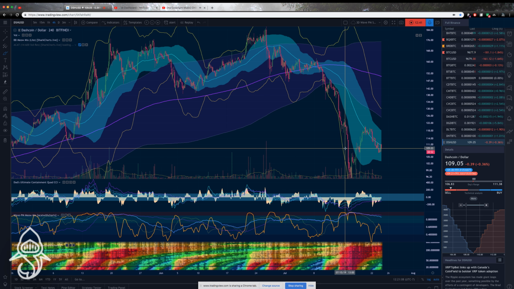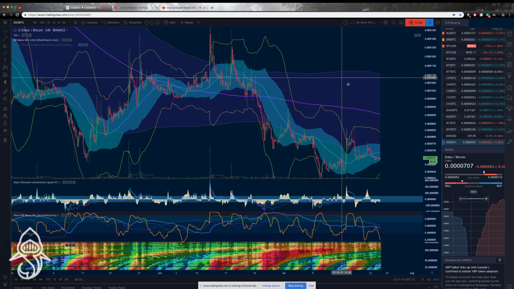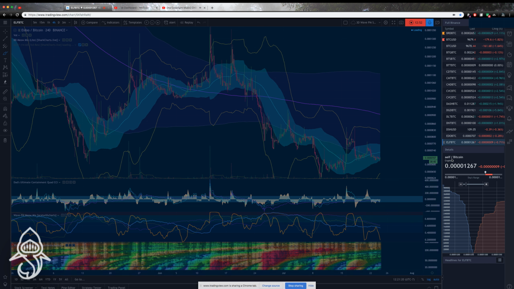This is not good. This is Dash on the USD chart. That's still bearish. EDO. No bullish mean reversion condition, but high potential energy, so we don't have implied direction. Okay. ELF.